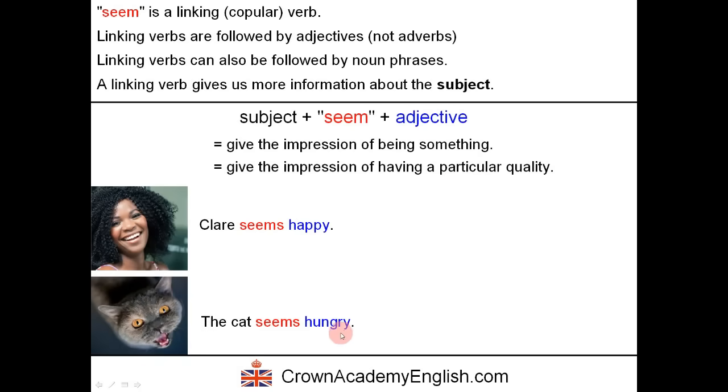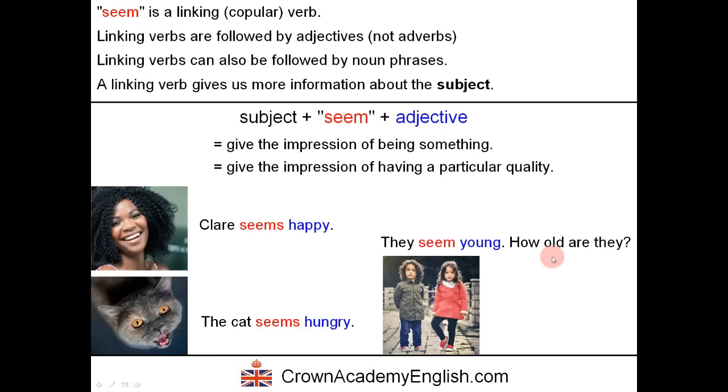The cat seems hungry. Okay, so this means that the cat, we could also say the cat looks like he is hungry, or the cat appears to be hungry. So the cat is giving the impression that it is hungry.